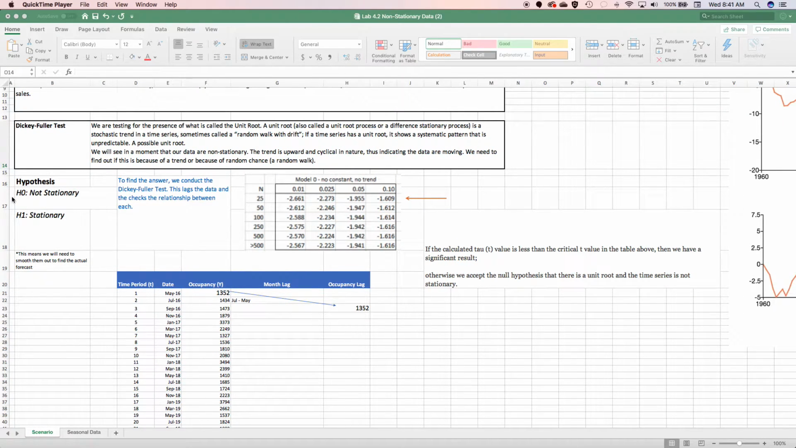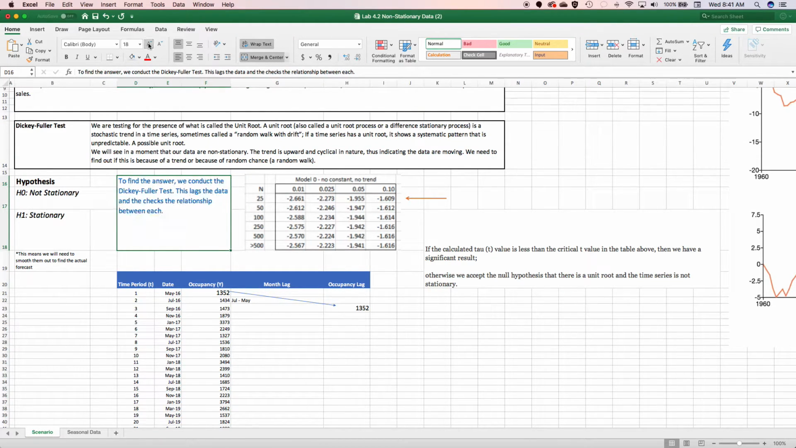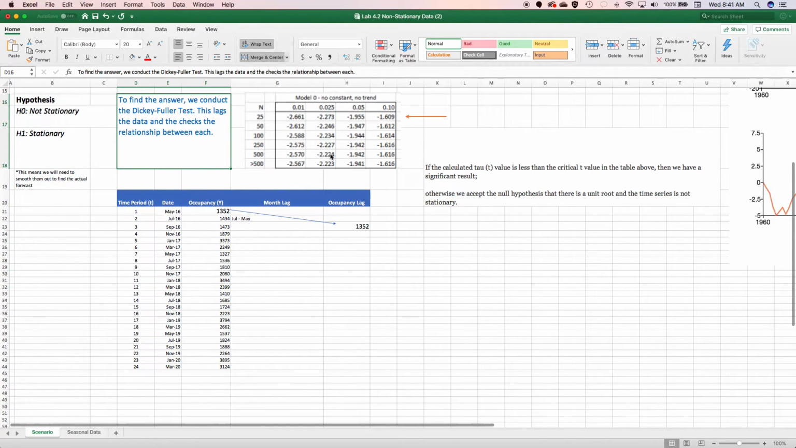So with that in mind, we're going to take our hypothesis here, and we're going to look at the hypothesis that the data are not stationary versus the hypothesis that the data are stationary. This is simple randomness versus not random. And so we're going to look at the lags between each of the data points and see how they fit.